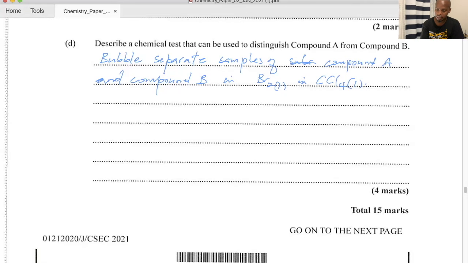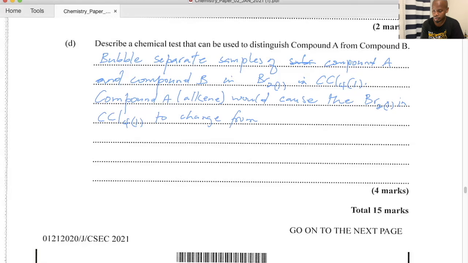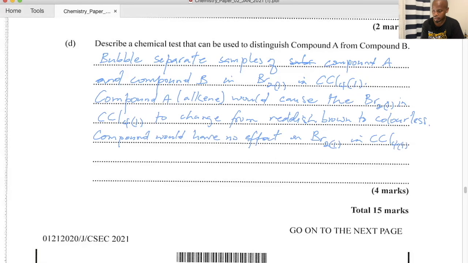So compound A, which is the alkene, would cause the bromine in CCl4, that's tetrachloromethane, to change from reddish brown to colorless. So in essence, it would decolorize it. Compound B would have no effect on liquid bromine in CCl4 liquid.